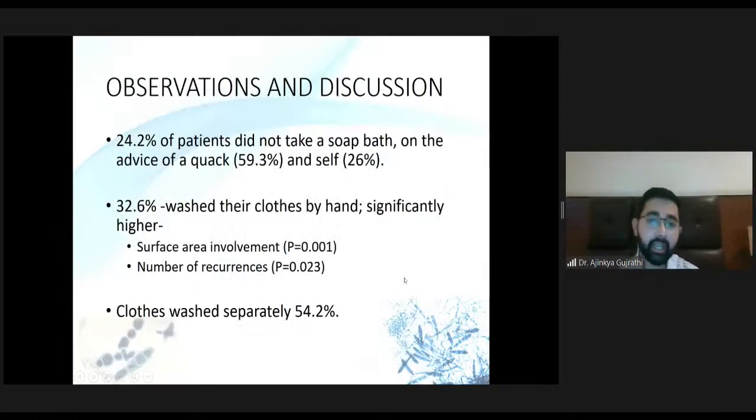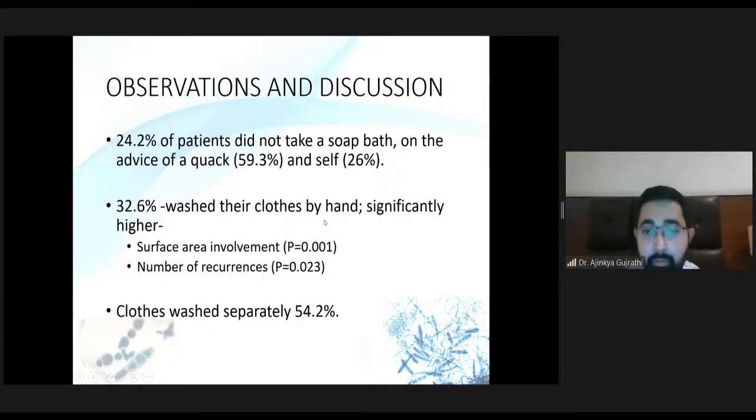When it came to personal hygiene, we found that 24.2% of the patients did not take a bath with soap. This was on the advice of a quack and followed by themselves. The self part is actually very important because it points to the patient's misconception of the disease that they are suffering from. We also found that 32% of the patients washed their clothes by hand. They also had a significantly higher body surface area involvement and number of recurrences.